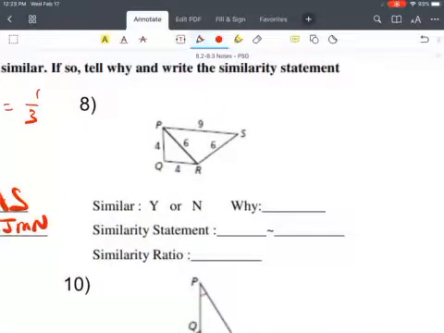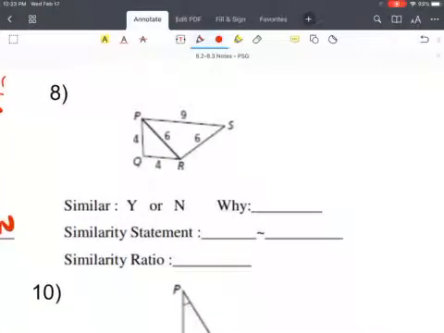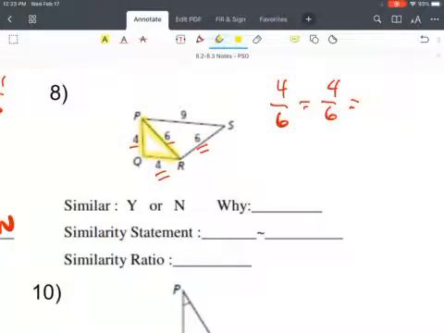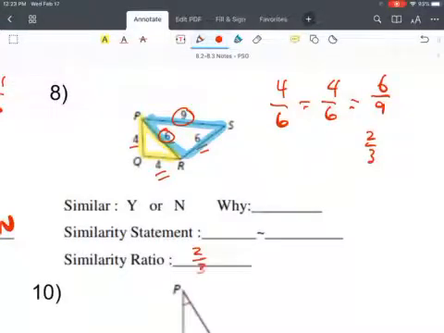For number 8, in one triangle, compare 4 to the smallest one, 6. So it does 4 over 6. I have another 4 and another 6. But then I also have this side 6 that is in the yellow one and the blue one, so I need to do 6 over 9. And all of these do reduce to 2/3, so my similarity ratio is 2/3. They are similar by side, side, side.